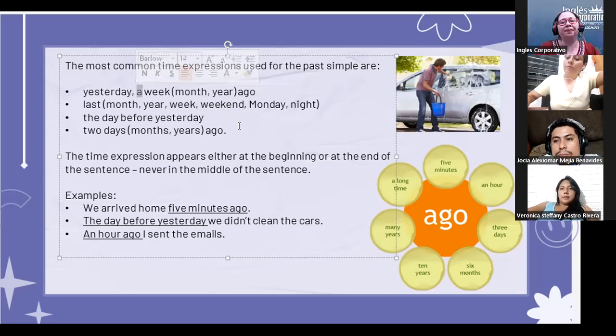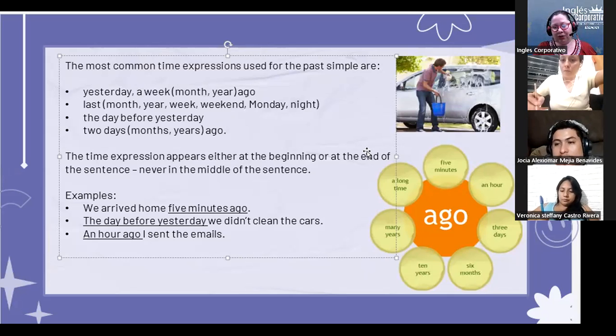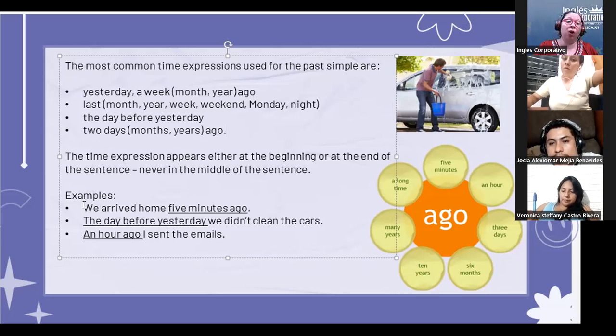Okay. Bien. The time expression appears either at the beginning or at the end of the sentence. Never in the middle of the sentence, okay? Never in the middle of the sentence. These are like adverbs of time, okay? Estos son como adverbios de tiempo. Entonces, para ubicar esas expresiones de tiempo y que le dé un sentido a la oración, podemos decirlo al principio o al final de la oración, okay? No decimos, we 5 minutes ago arrived home. No, decimos, we arrived home 5 minutes ago, está at the end. O lo podemos decir al principio, ¿ya? Podemos decir, 5 minutes ago, we arrived home, ¿ok?